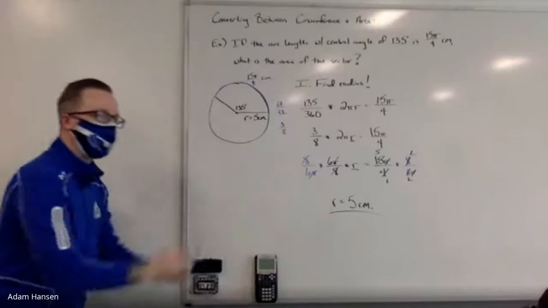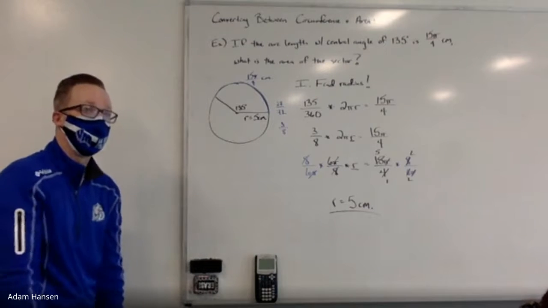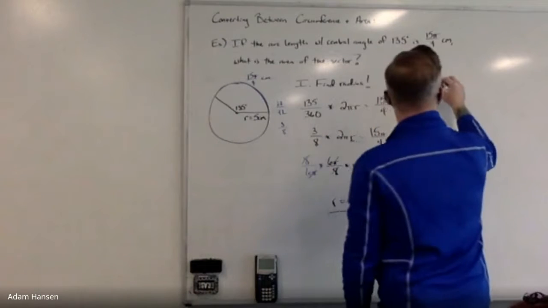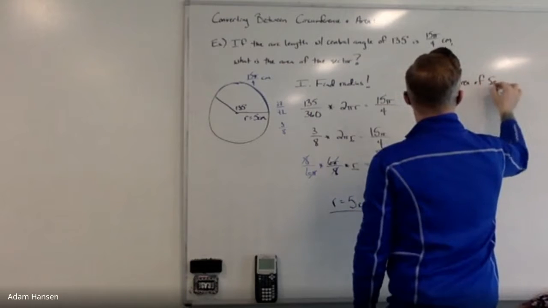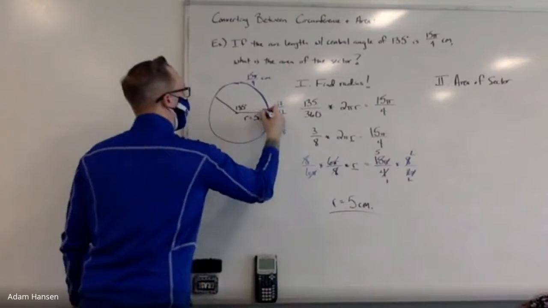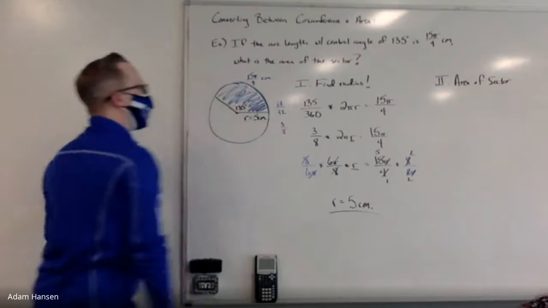I'll label that in the circle. Have we answered what the question asked us to provide? No. Because now we're going to do action. What is it asking me to do now? All right. Area of the sector. Now I know how big the circle is. I can answer what area is inside this slice of the pie, this slice of the circle.